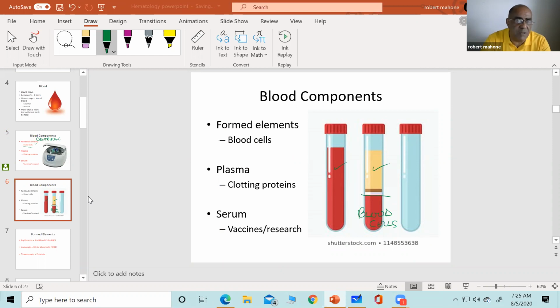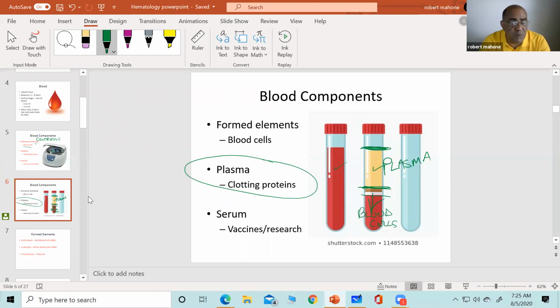And that's how simple it is to separate the formed elements from the rest of the blood sample. You put it in a centrifuge, spin it around for 15 minutes. All the heavy stuff gets pulled down to the bottom, and then you have this stuff separated for you. So the blood cells are down here, and what you have up here is called your plasma.